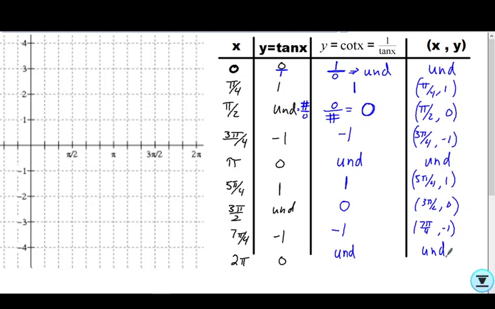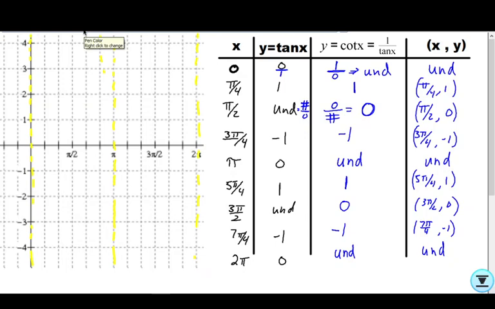So when I go to graph my parent function, I'm going to start with my asymptotes. So I have an asymptote here at 0. I have an asymptote here at pi. Oh, sorry, 3 pi over 2. No, I was right, pi. And 2 pi. Okay? Alright, now plot other points.